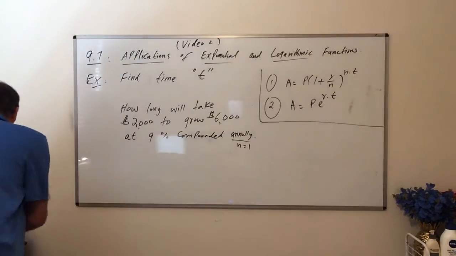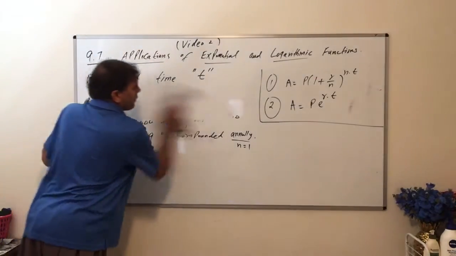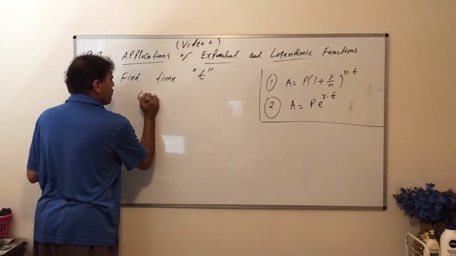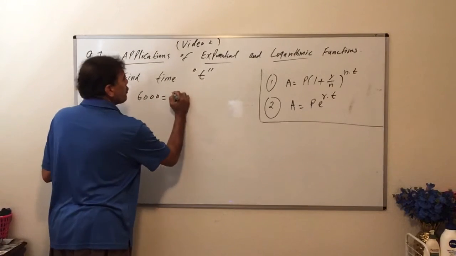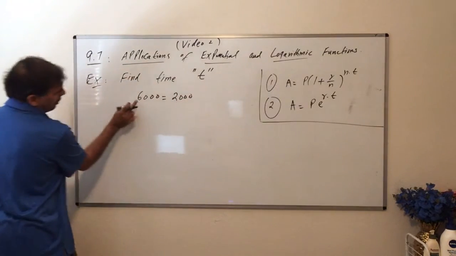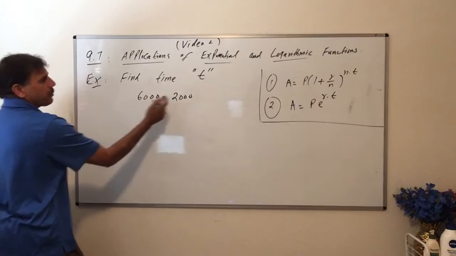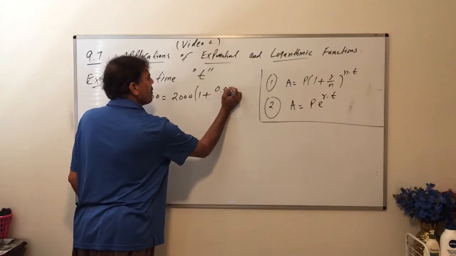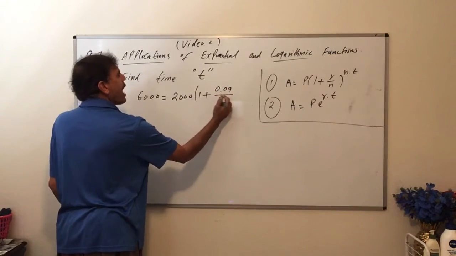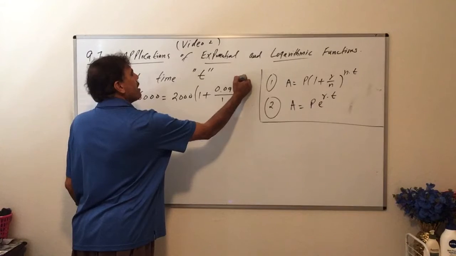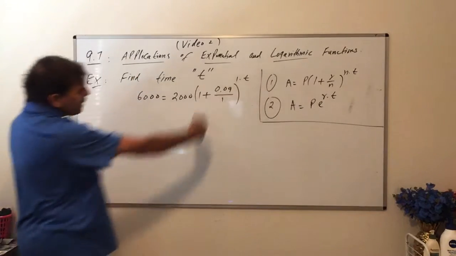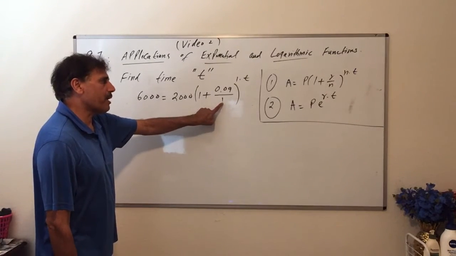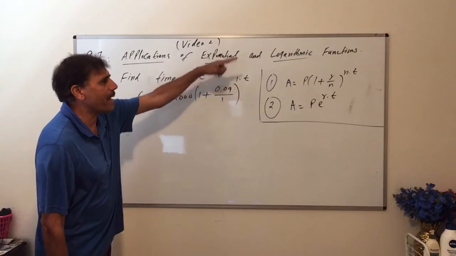So here is the setup. We're going to use the first one. A, you're going to make 6,000. 2,000 is the initial amount. You're going to make 2,000 into 6,000. Then 1 plus the interest rate of 9%, 0.09. Annually means n is 1. Then n times t, we don't know. That's the setup. Remember, annually is 1, semiannually is 2, and this number is going to be the same n times t.